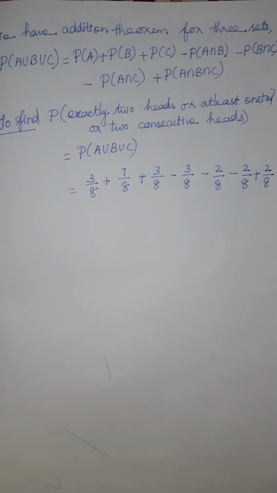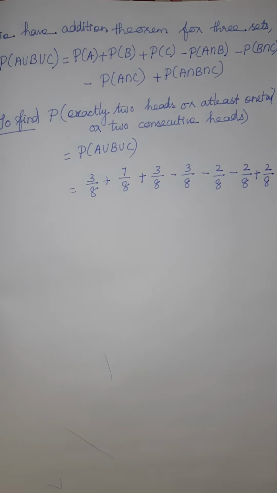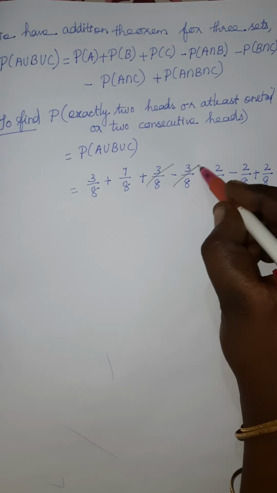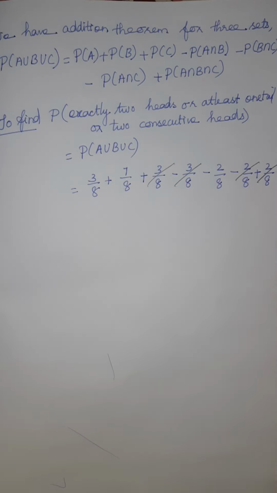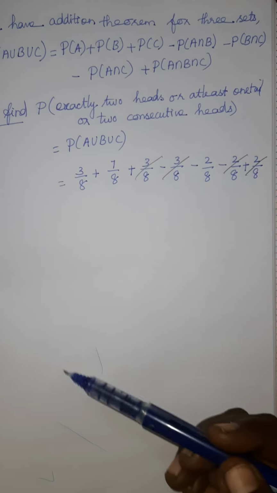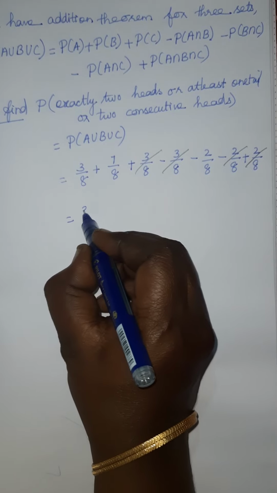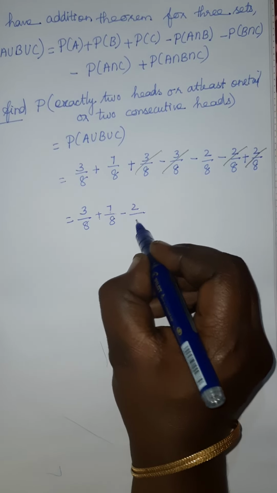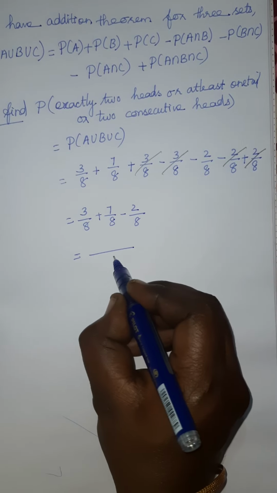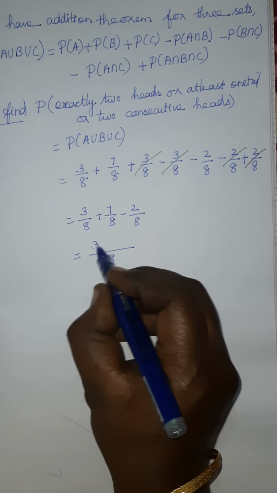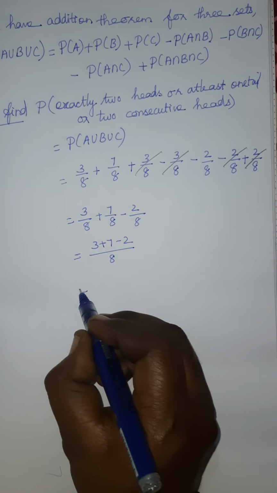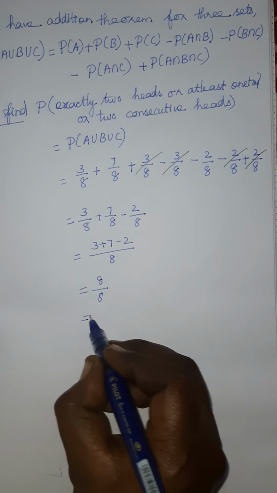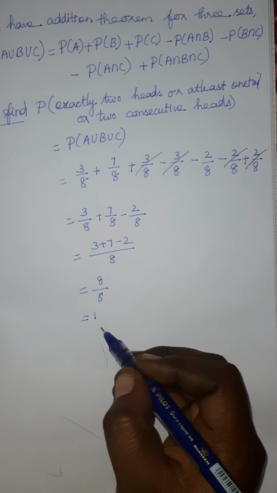Okay. Now we can cancel the numbers before finding the LCM or addition. Plus 3 by 8 minus 3 by 8, minus 2 by 8 plus 2 by 8. So the remaining is 3 by 8 plus 7 by 8 minus 2 by 8. Now it is easy to do. So 8 is the common denominator: 3 plus 7 minus 2. 3 plus 7 is 10, 10 minus 2 is 8. 8 by 8, that is equal to 1. Now the probability is equal to 1.